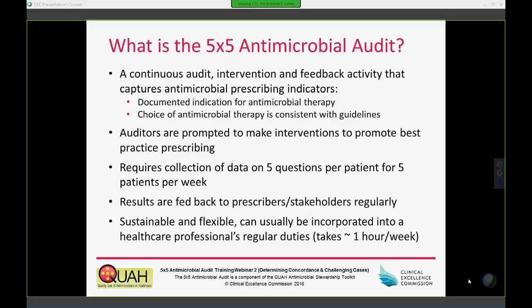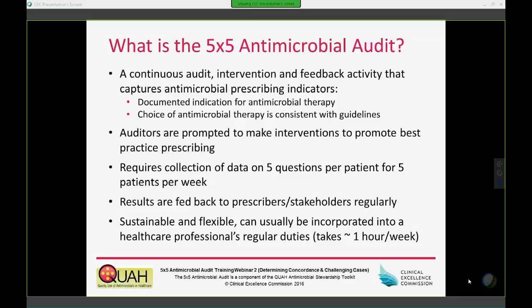It's called the 5x5 Antimicrobial Audit because it requires a collection of data on 5 questions in 5 patients for each week on a ward or a unit or within a service. The results are intended to be fed back to prescribers and other people in the unit or in your hospitals that are affected by the audit on a regular basis. And pilot testing has shown that the audit is sustainable and flexible and can usually be incorporated into a clinical healthcare professional's regular duties, taking about an hour a week to identify 5 patients, answer the 5 questions for them, make any interventions and record the results.